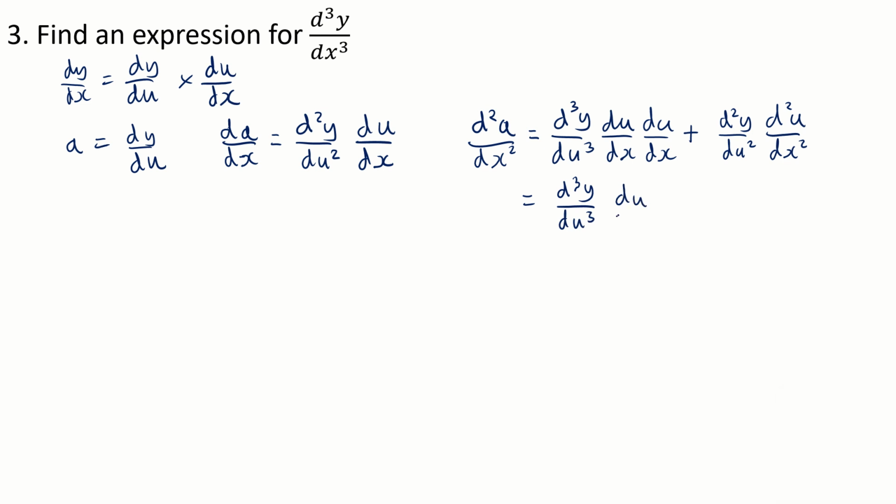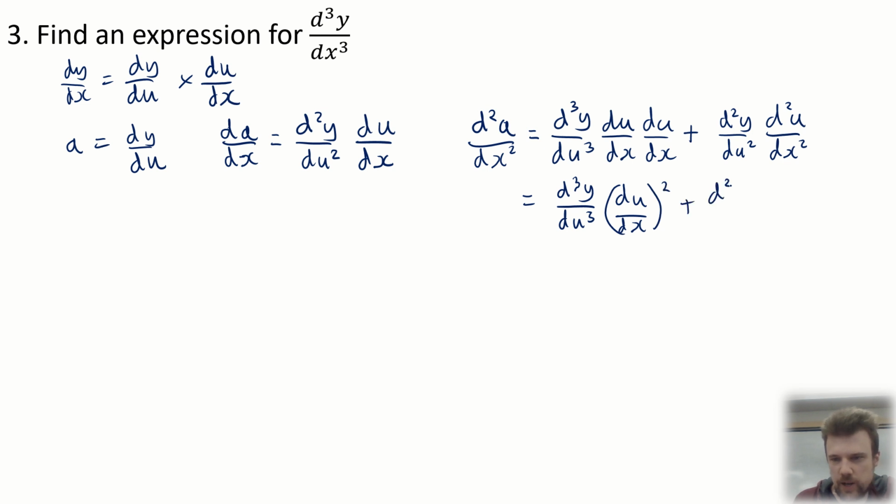Do du over dx all squared plus d squared y over du squared, d squared u over dx squared. So that's the first bit dealt with. And then we're going to take our b and differentiate that a bunch of times. So I'm going to have b equals, what is my b? My b would be d over dx. Actually, this is the nicer one. This is the nicer one to differentiate.